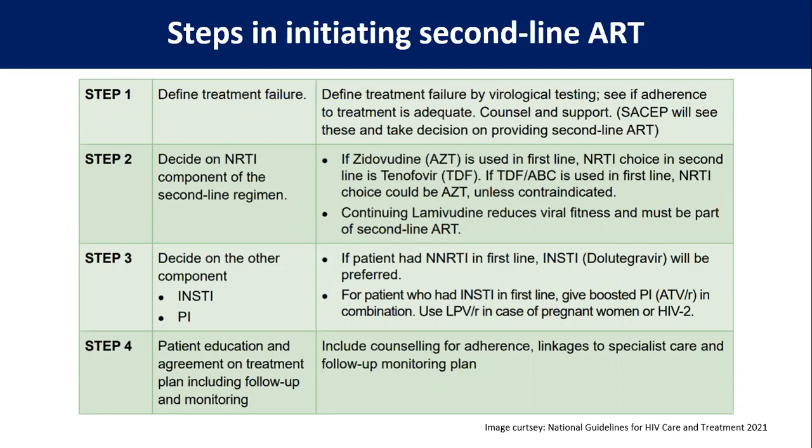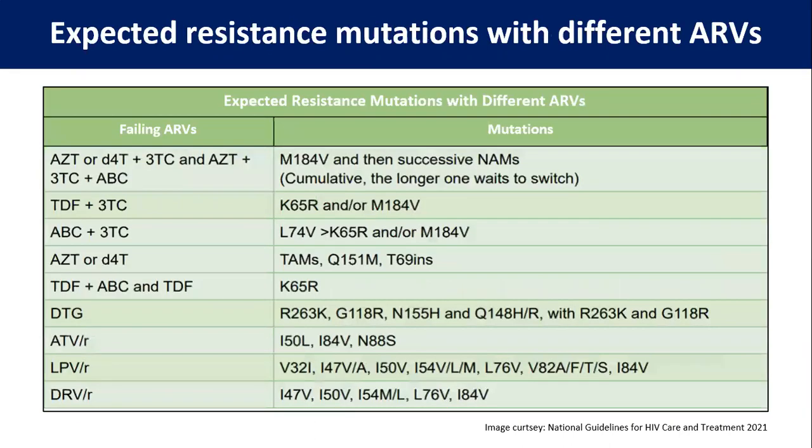Now, patient education and agreement on a treatment plan, including follow-up and monitoring. We should include counseling for adherence, linkages to specialist care if needed, and a follow-up monitoring plan. Expected resistance mutations with different ARVs are routinely not required in clinical practice. If somebody is interested, he can go through this. Let us skip it because these have already been taken in the national NDLS.